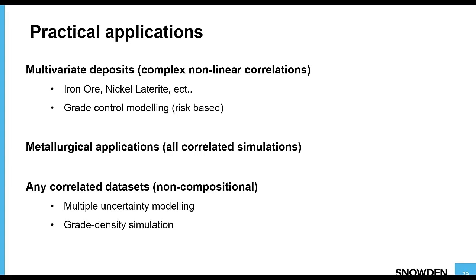So like I said, the practical applications, I don't want to prescribe what to do with these. There's so many potentials. Any multivariate deposit is just made for this tool. Even grade control modeling, you can generate a viable grade control model that's risk-based as opposed to optimization-based, or whatever you might want to call your geostatistical ordinary kriging estimate based on geostats principles. There's obviously applications of anything which has correlated data, whether that's metallurgical, and even those which are non-compositional.